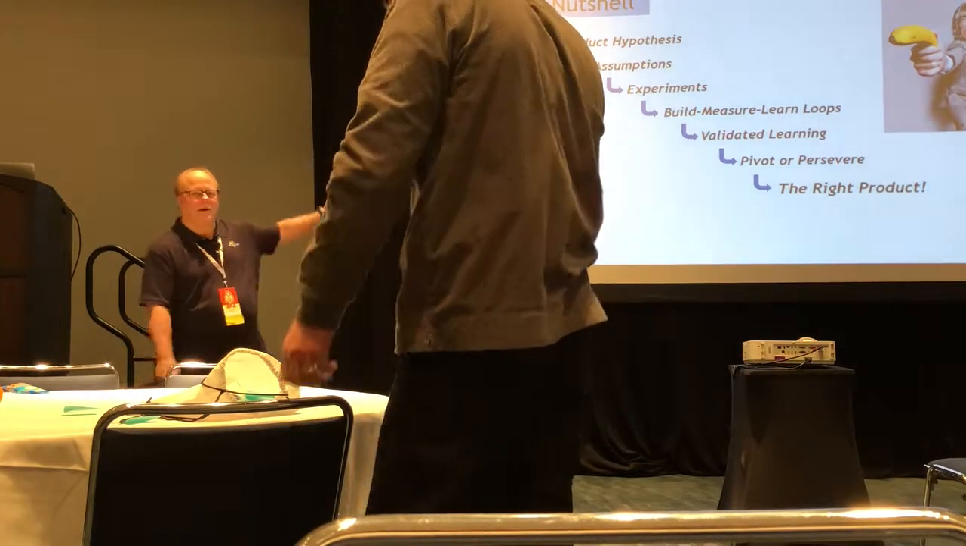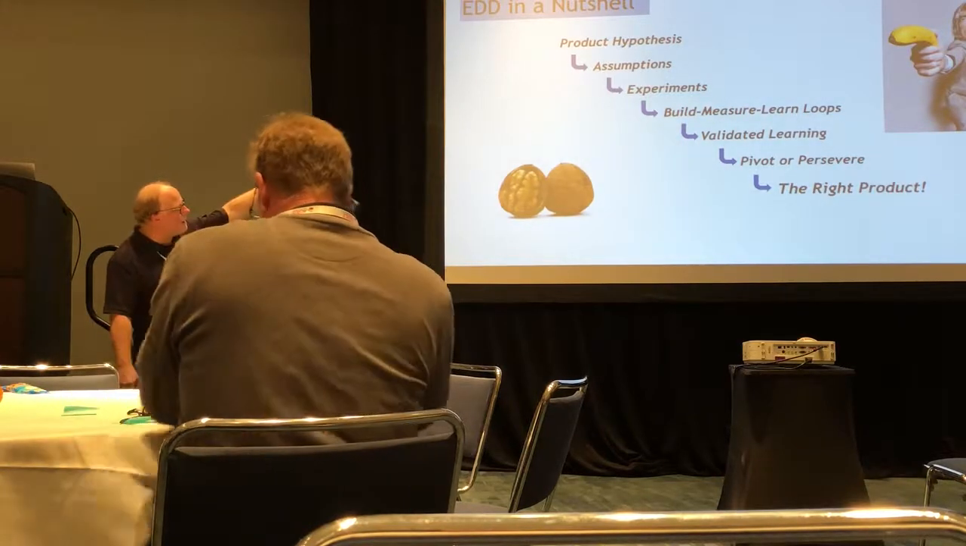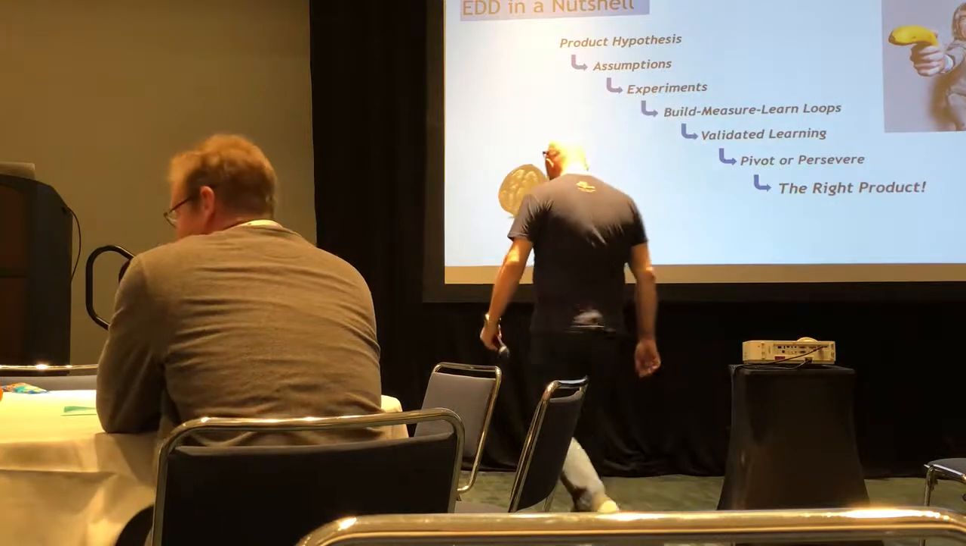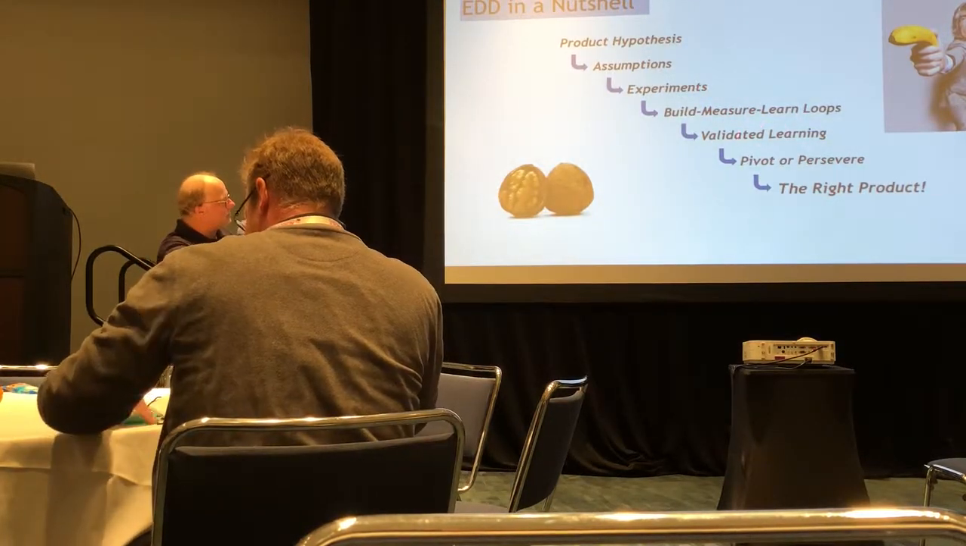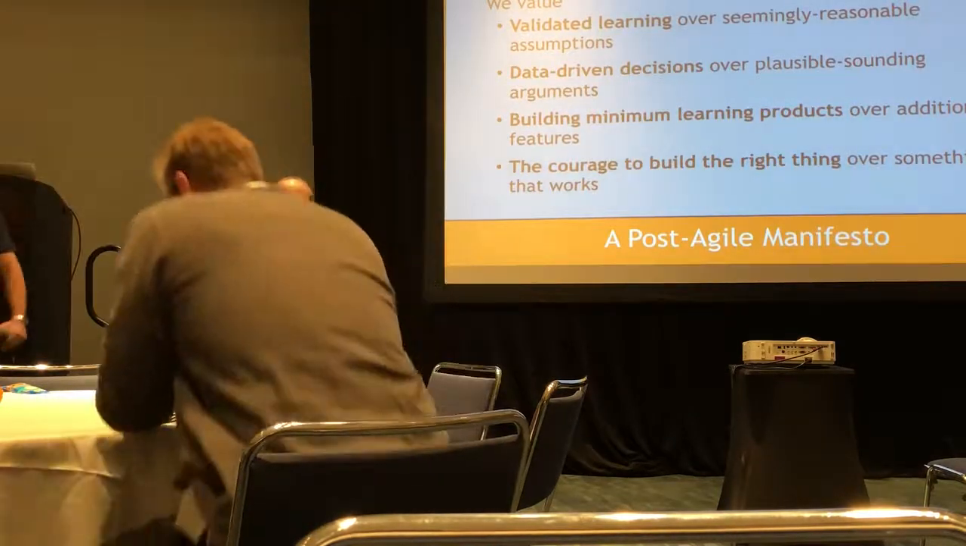And hey folks, here's a final summary. The first 4 you see up there are really the 4 steps. And within the build, measure, learn loop is this concept of validated learning and the pivot or persevere decision. But it all leads to building the right product.